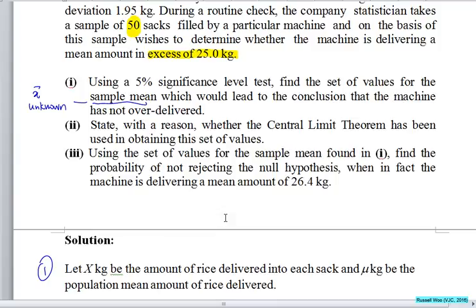If I were you, I will break the question up. I will highlight this bit. When in fact the machine is delivering a mean amount of 26.4. That means that this is the population mean.